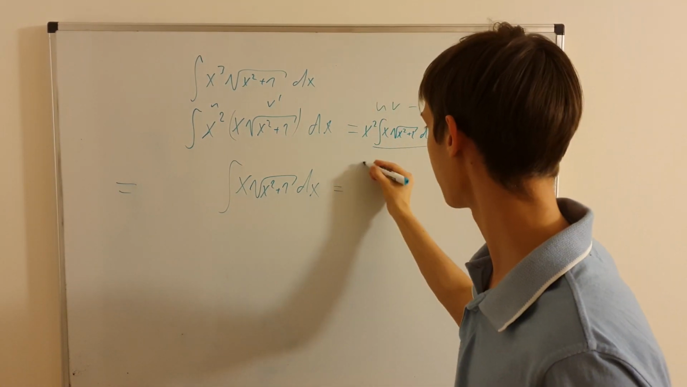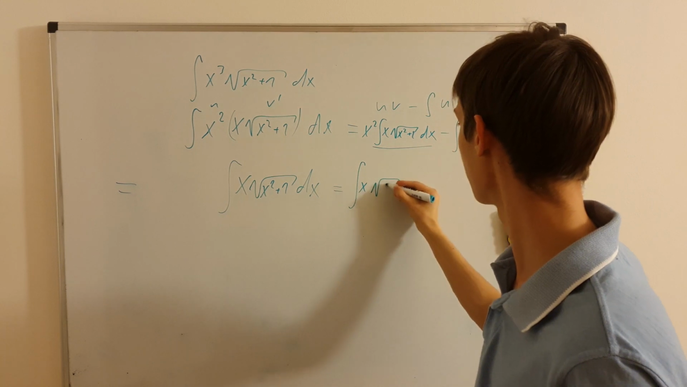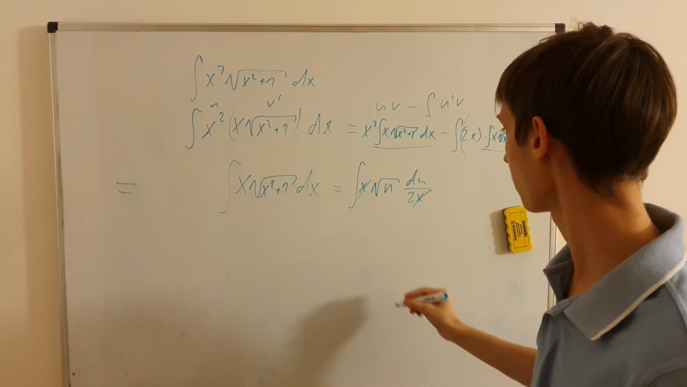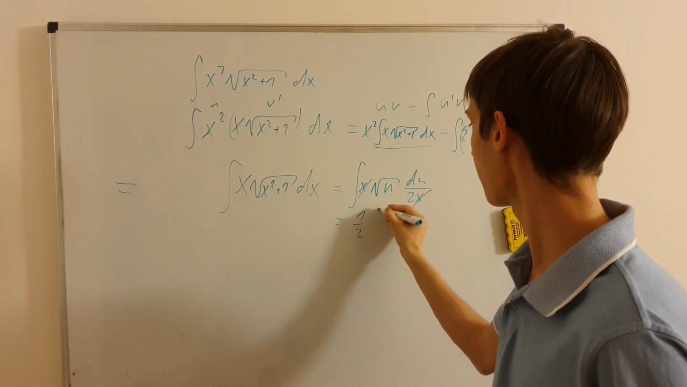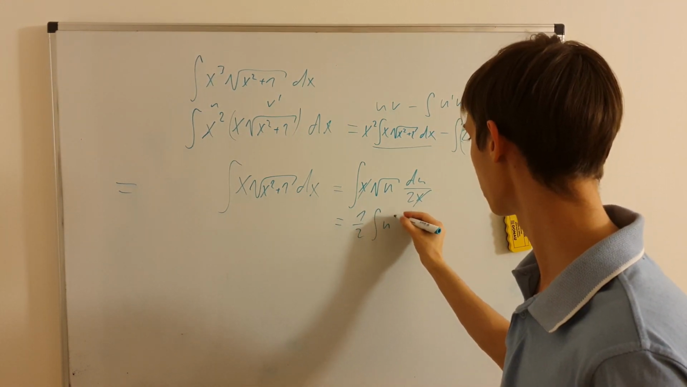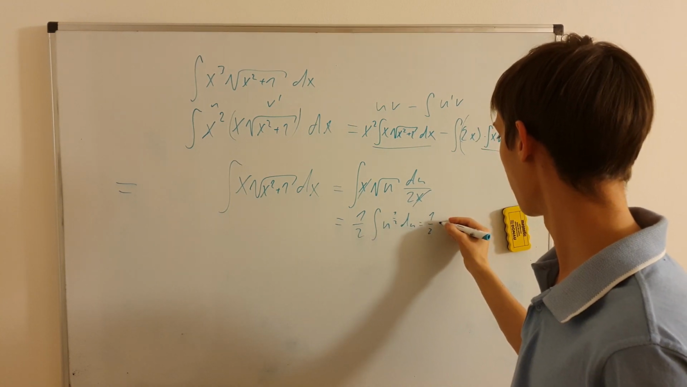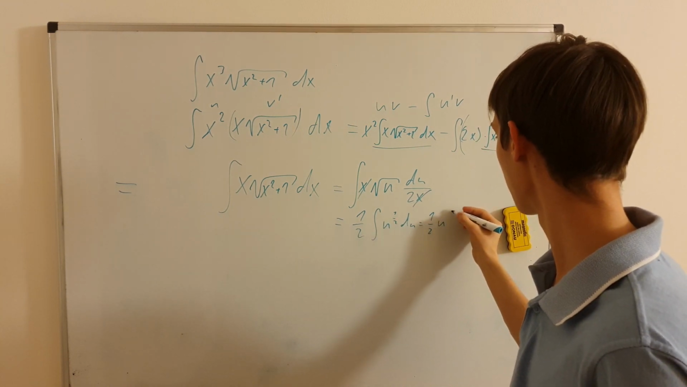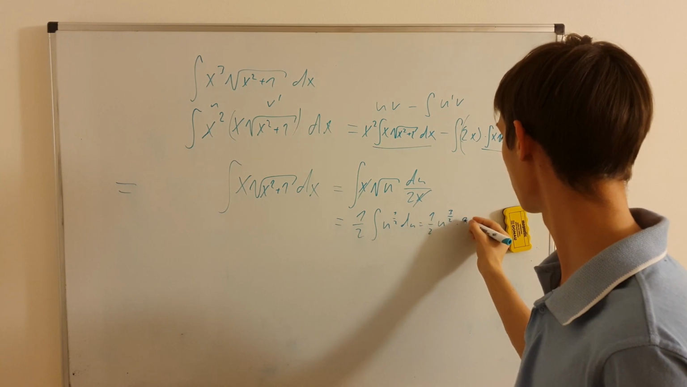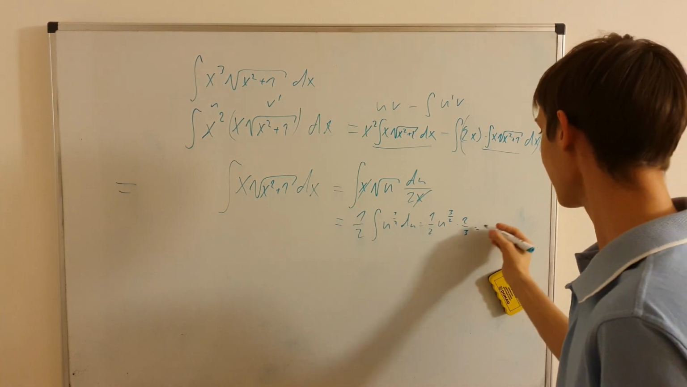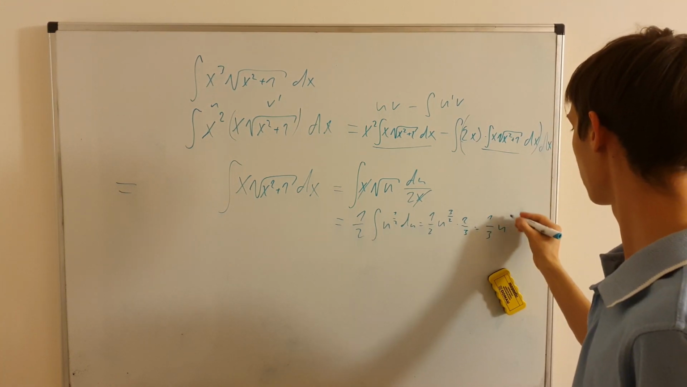So basically what I have now is x times the square root of u times du over 2x. These x's cancel out. So the result is 1/2 integral of u to the 1/2 du, which is 1/2 u to the 3/2 times 2/3, which is 2/6, which is 1/3 u to the 3/2.